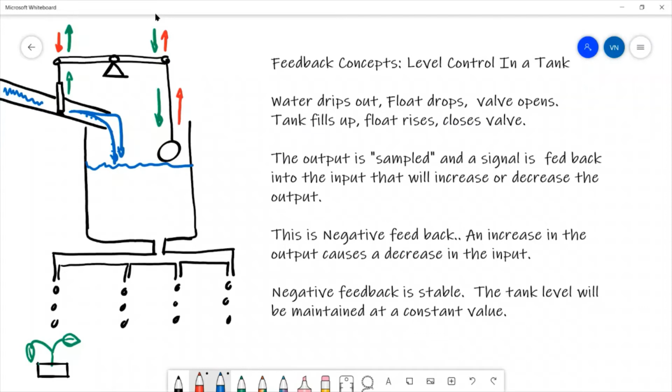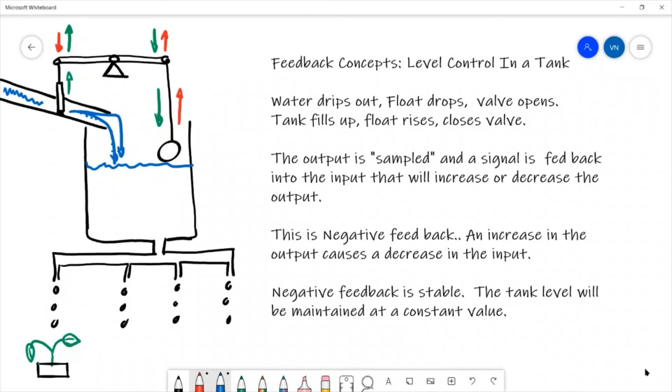So what I'm doing here is I am sampling the output with the float valve and using that to create a signal that is fed back into the input that will increase or decrease the output. This is negative feedback. An increase in the output causes a decrease in the input. Negative feedback results in a stable system. The tank level will be maintained at a constant value.